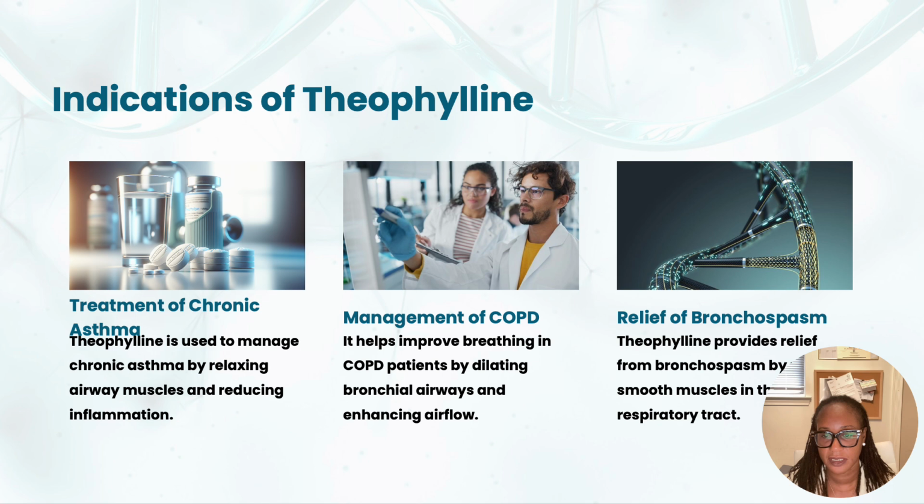indication in specific cases. So the approved indication of theophylline is for chronic asthma, used as an adjunct therapy for persistent asthma, particularly when inhaled corticosteroids and bronchodilators are insufficient. It's not first-line use, but it is used in the indication of chronic asthma. And then for chronic obstructive pulmonary disease, COPD, used for symptom control and reduction of exacerbation in selected patients.